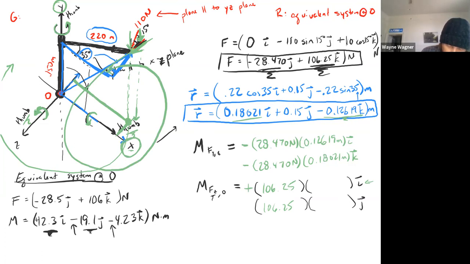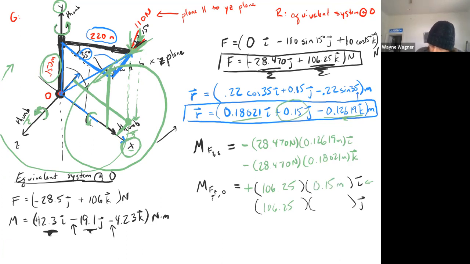And I need to think about what is its perpendicular distance. So if I extend this thing over here, its perpendicular distance to the x-axis is straight down. I can look at the picture and get that, or I can note that we've already got that. So that's in the y direction, and that's 0.15 meters.